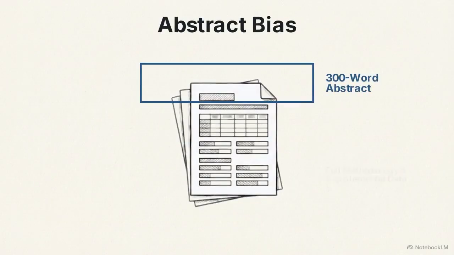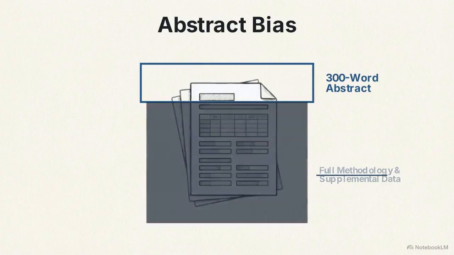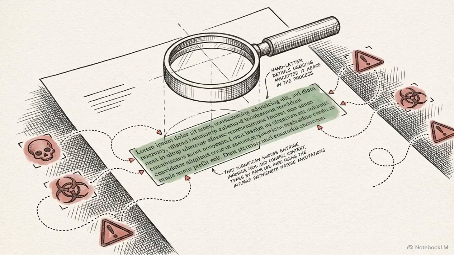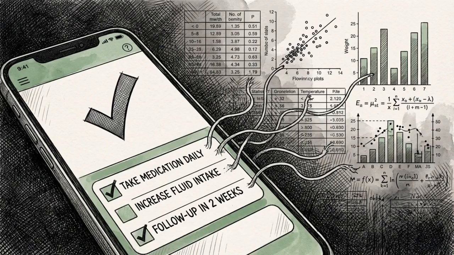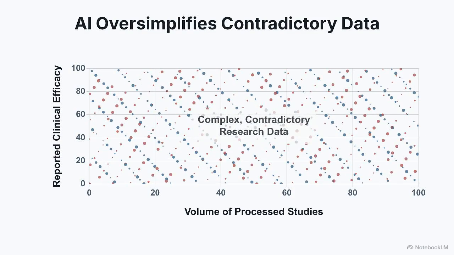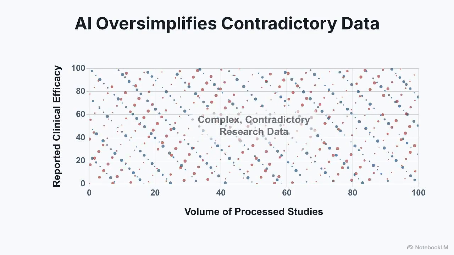It occurs when an AI bases its clinical recommendations on the condensed summary of a study rather than the full methodology. Abstracts frequently omit critical failures. Nuanced contradictions, like secondary endpoint failures or specific subgroup risks, are often left out of the summary. The AI then synthesizes these incomplete summaries into a polished, authoritative recommendation that hides the missing scientific nuance. High-speed AI synthesis can accidentally present complex, contradictory research as a series of oversimplified absolute facts.